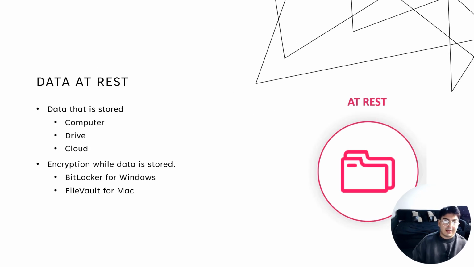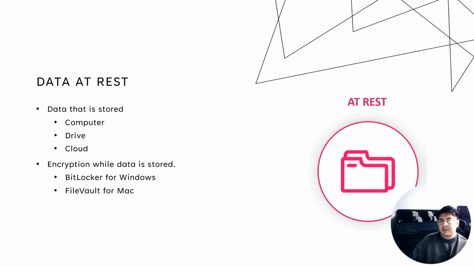The first thing that we're going to look at is going to be the data at rest. This is the data that's stored somewhere. It could be stored on a computer, a drive, a cloud, and this could be things like files that are saved somewhere. And to secure the data at rest, we use encryption, which locks the data so that only someone that has access or the right password to it can access it. So, for example, if you're using a Windows computer or if you're using Mac, you're going to use either BitLocker or FileVault to keep the data encrypted.